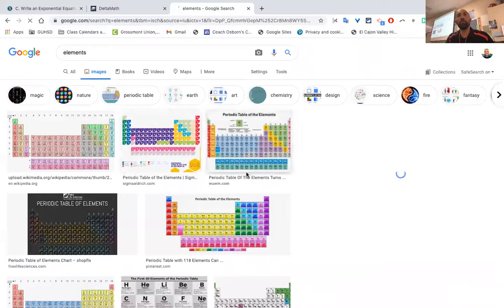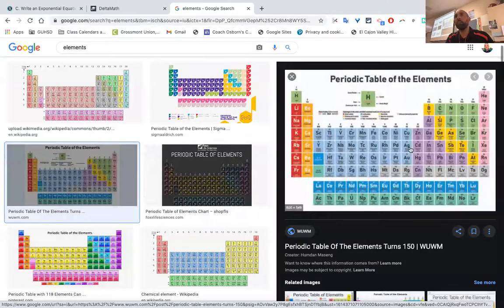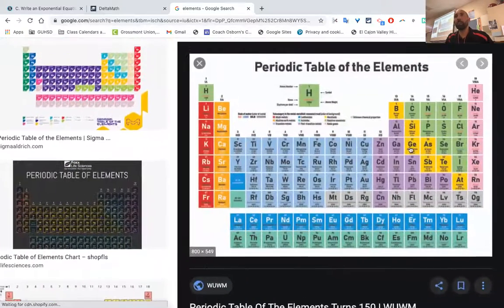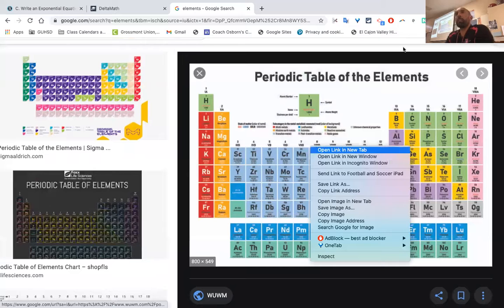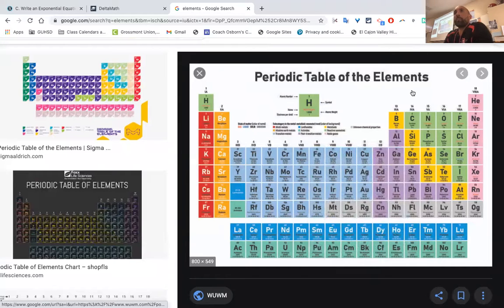Periodic table. Did you ever take chemistry at some point? You're going to learn about this. You probably recognize this. These are elements, the things that make up our universe. We have things like carbon and nitrogen and oxygen, which are these ones up here, and boron.